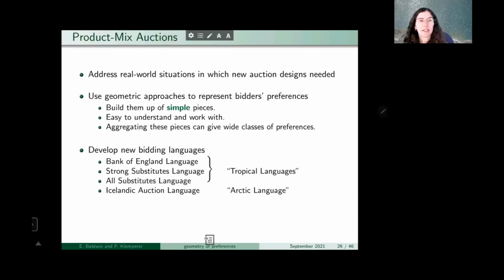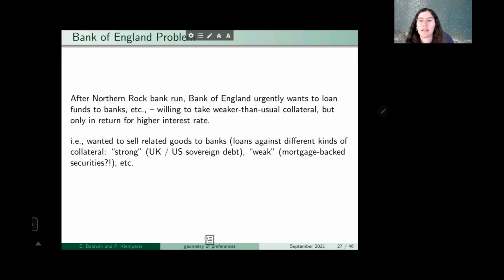So, as I said, with product mix auctions, we are thinking about how to address real world situations in which auction designs are needed. And we're going to think about those auction designs using these geometric tools. And the fundamental problem, the first problem was the Bank of England problem, where they spoke to Paul. This was before I was involved.